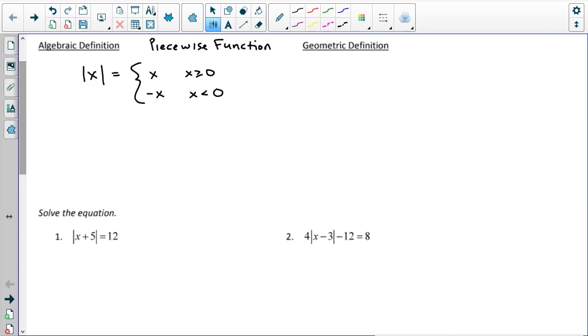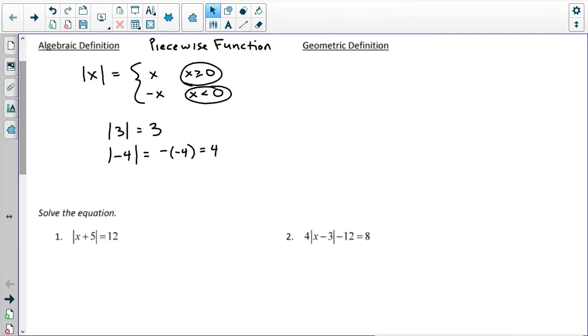So, for example, if I have the absolute value of 3, notice that 3 is greater than or equal to 0, so my output is 3. If I have the absolute value of negative 4, notice that's less than 0. So I take the opposite of my x value. So that's negative negative 4, which gives me 4. So that's the algebraic definition of what's going on.